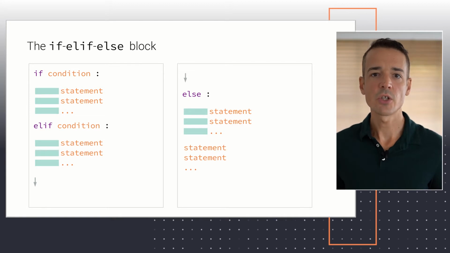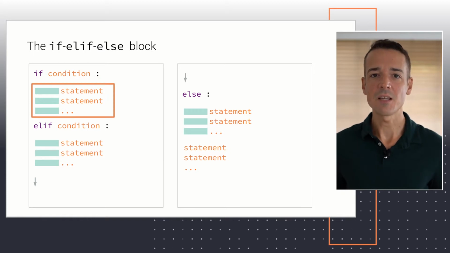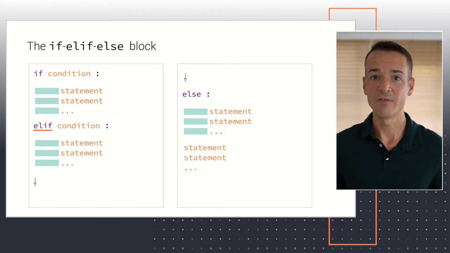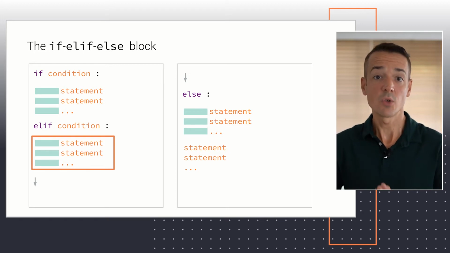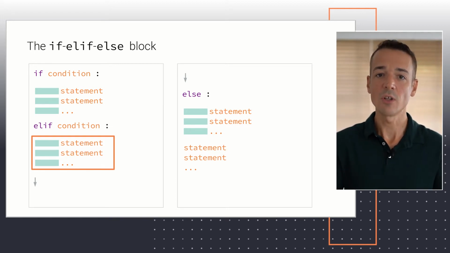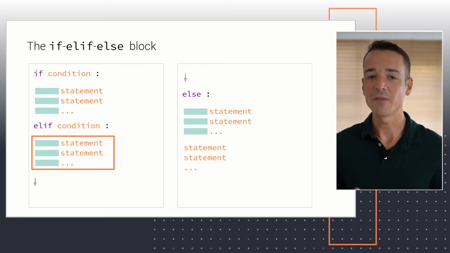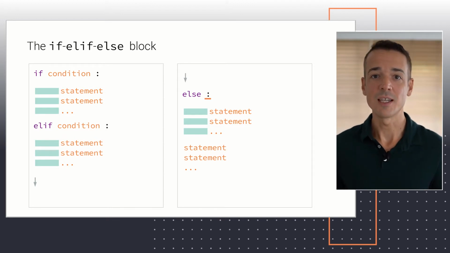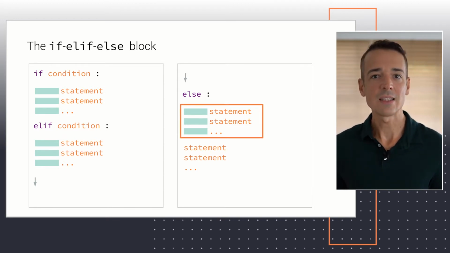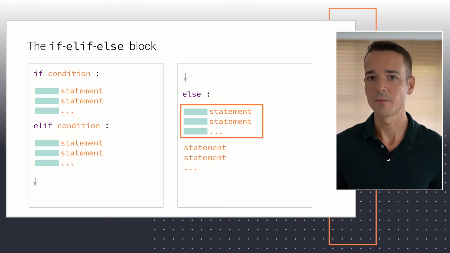As before, it all starts with keyword if, followed by a condition, a colon character, and a set of indented statements to be executed if the condition is true. Then we have keyword elif, followed by a second condition, a colon, and another sequence of indented statements, which will only execute if the original if condition was false, and the elif condition is true. Finally, we may use keyword else, followed by a colon and another sequence of indented statements, which will execute if none of the above conditions were true. This last else block is not mandatory and may be omitted if needed.